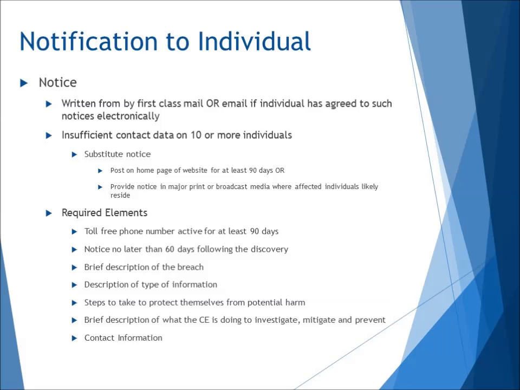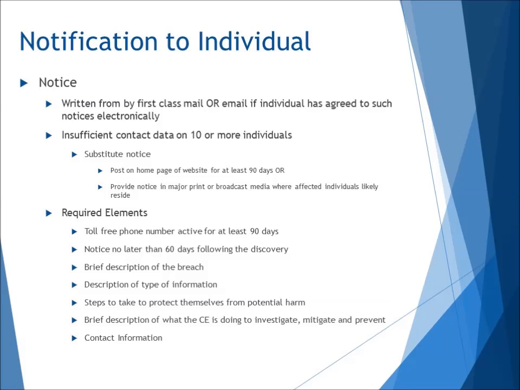So notification to an individual, let's start there. You need to provide notice in written form by first-class mail or email if they agree to such notices electronically in your previous dealings with them. If you don't have current data for 10 or more individuals, you need to supply substitute notice. This could be on your home page of your website, and you have to leave it up for at least 90 days, or in some major print, which would be newspapers or broadcast media, where those affected individuals likely reside.